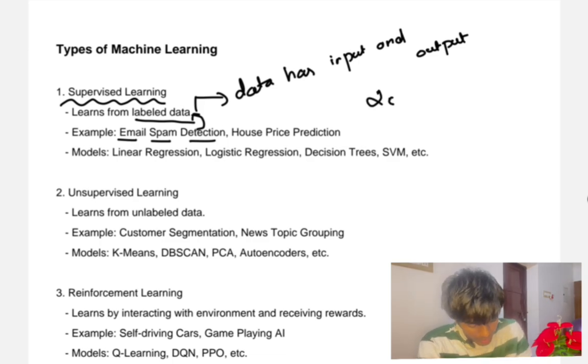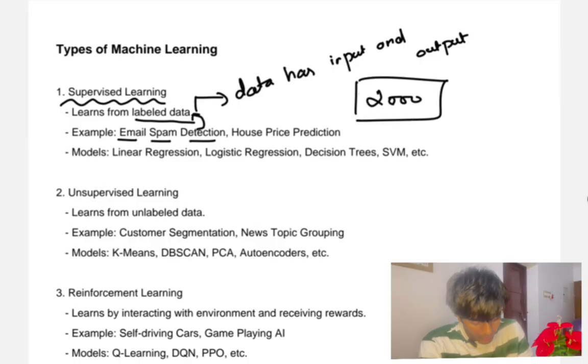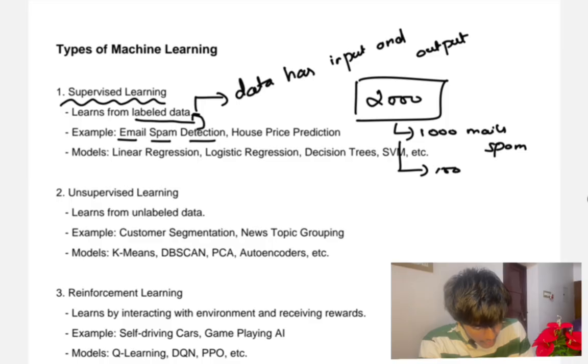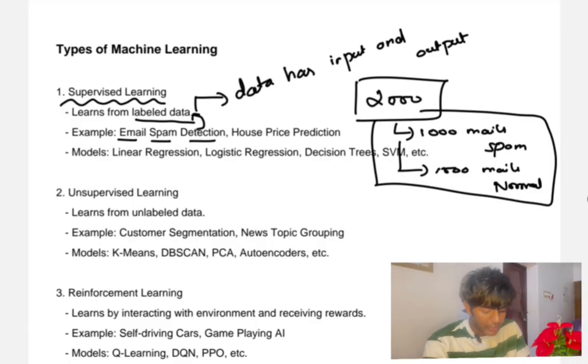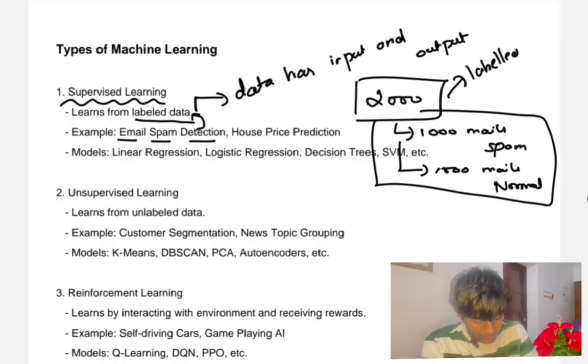For example, there are 2000 data. In these 2000 mails, 1000 are spam mails and 1000 are normal mails. So this data is known as labeled data. We have actually given the output as well, right?